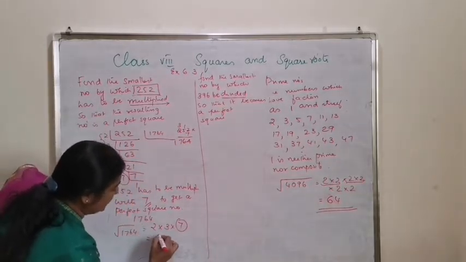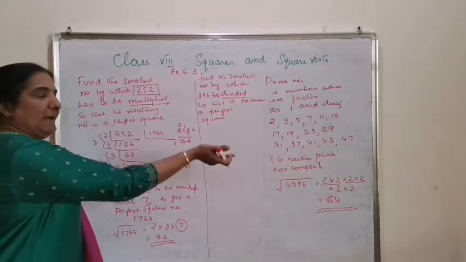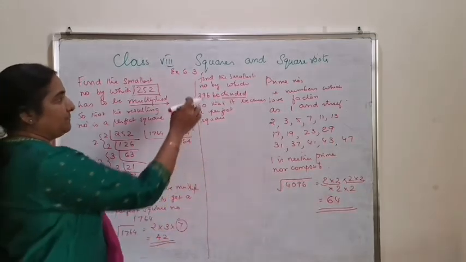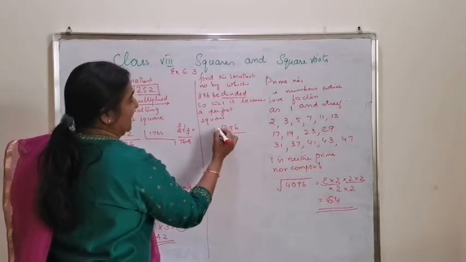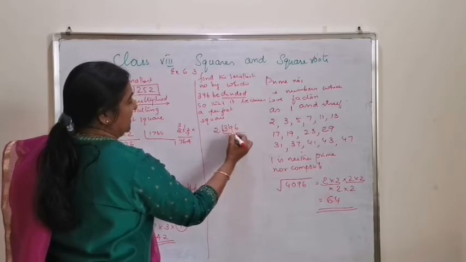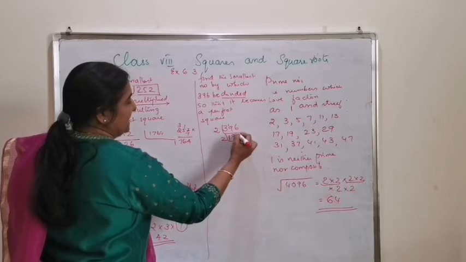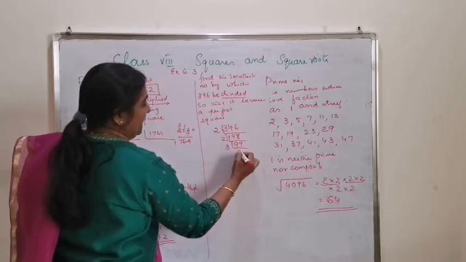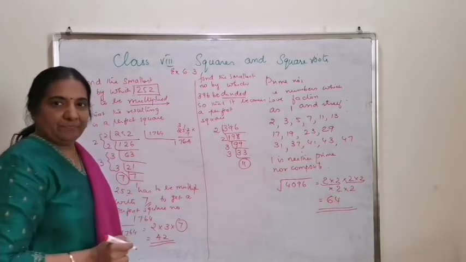6 7s are 42. A similar pattern: the extra factor has to be divided out. Take 396. 396 by 2 is 198, 198 by 2 is 99, 99 by 3 is 33, 33 by 3 is 11.